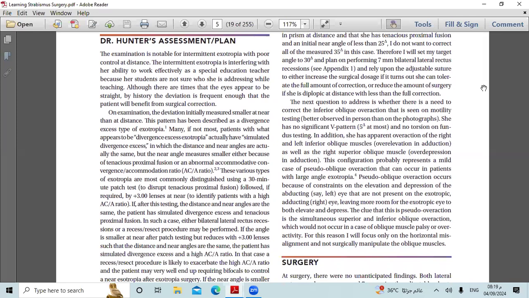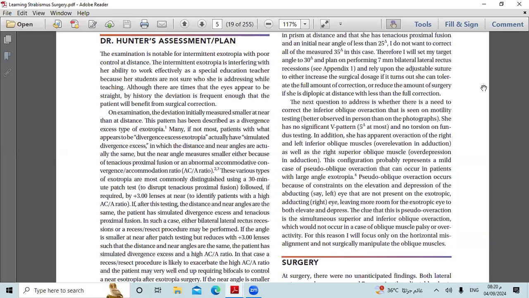The next question to address is whether there is a need to correct the inferior oblique overaction that is seen on motility testing, better observed in person than on photographs. She has no significant V pattern, 5 prism diopters at most, and no torsion on fundus testing. In addition, she has apparent overaction of the right and left inferior oblique muscles, over elevation in adduction, as well as right superior oblique muscle over depression in adduction. This configuration probably represents a mild case of pseudo-oblique overaction that can occur in patients with large angle exotropia.